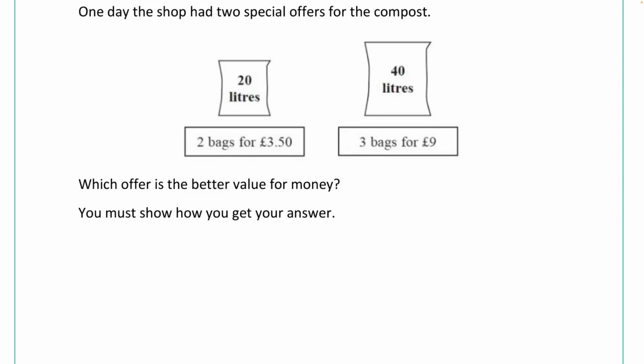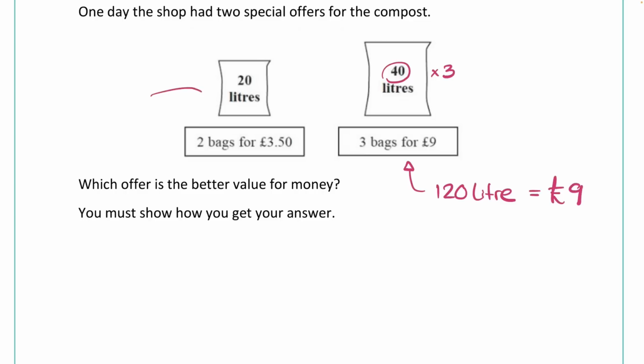So if we look at this first offer, 3 bags for £9, well, 3 bags would be 120 litres, as each bag is 40 litres, we're having 3 of them in the deal, and that is going to cost us £9.